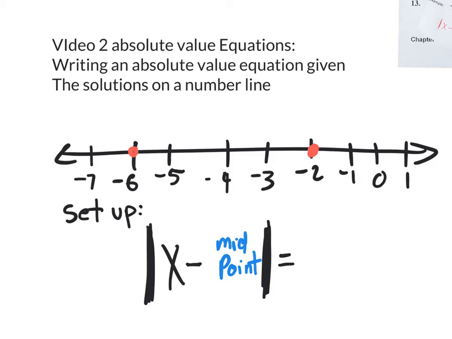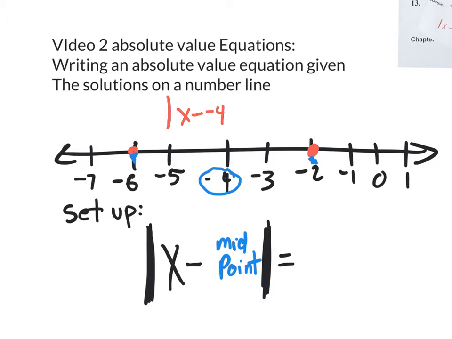But what the heck does that mean, midpoint? What does midpoint mean? The point in the middle, right? Okay, so if you're here and here, what would the point in the middle be? It would be this -4. That's your midpoint, right? Okay, and on this side, so far our equation that's going to give us those two answers is going to be the absolute value of x minus -4, because that's the midpoint.